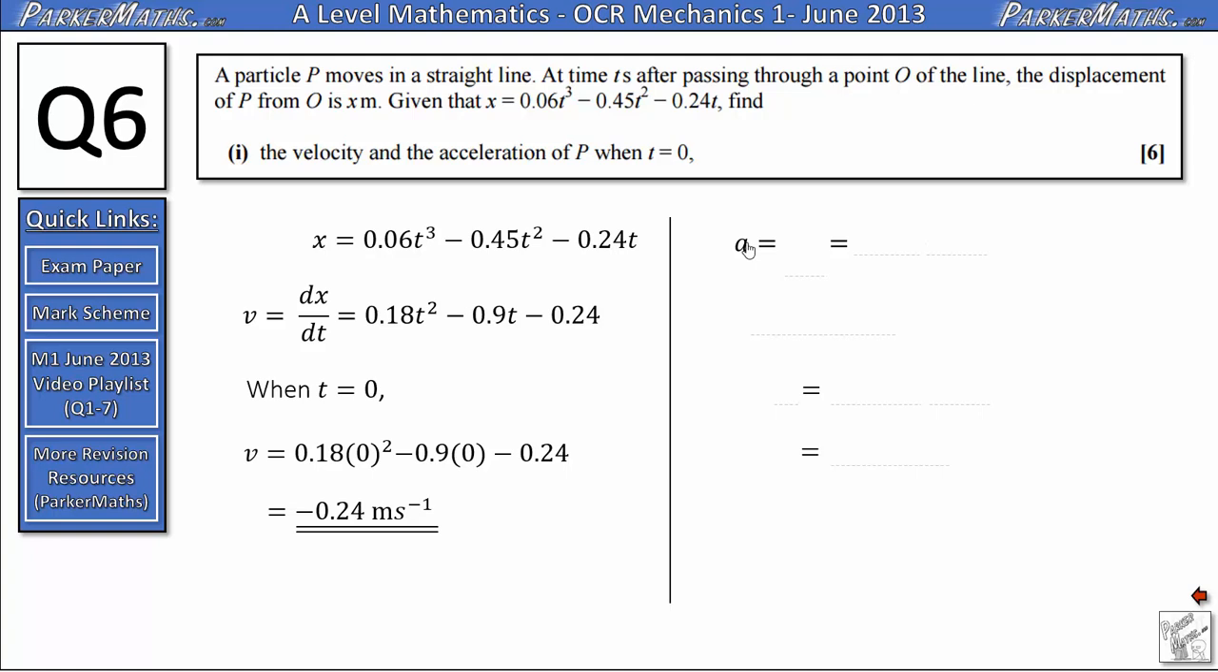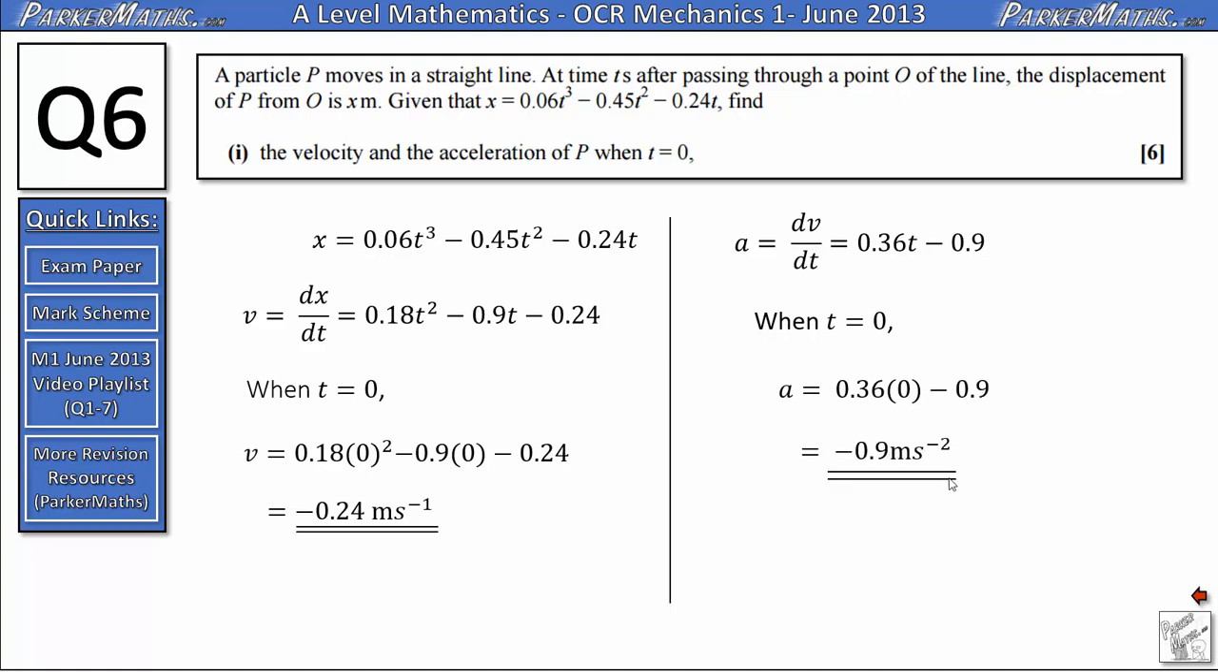To find acceleration, we need to differentiate again. We need to find dv dt, because acceleration is defined as the rate of change of velocity, how fast the velocity is changing. So over here we've got our expression for the velocity. All we need to do is differentiate this. For the first term, multiplying the coefficient by 2 gives us 0.36t. For the second term, we drop the t and get minus 0.9, and the third term doesn't have a power of t, so that will disappear. Again, we're interested in what's happening when t equals 0, so substituting that in gives us 0.36 times 0 minus 0.9. So the acceleration is minus 0.9 meters per second squared.